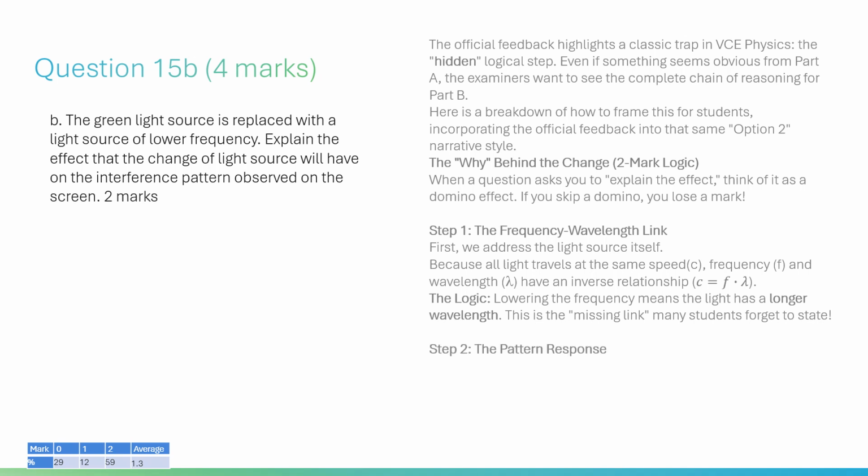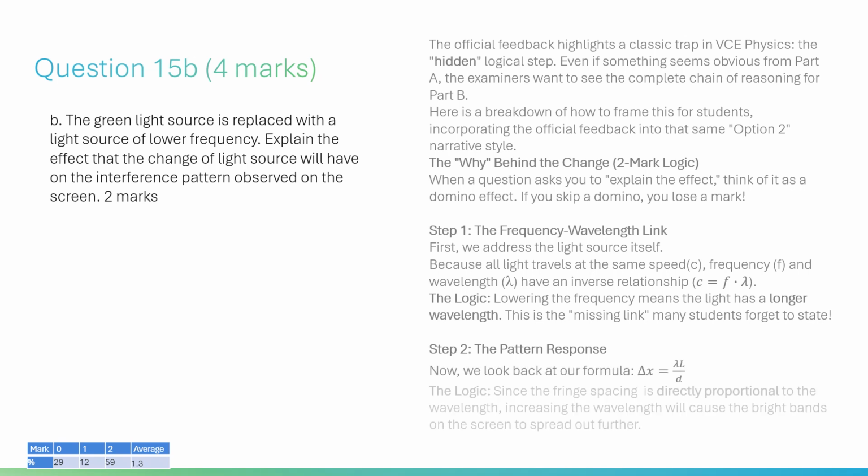Step 2, the pattern response. Now, we look back at our formula. The logic: since the fringe spacing is directly proportional to the wavelength, lambda, increasing the wavelength will cause the bright bands on the screen to spread out further.